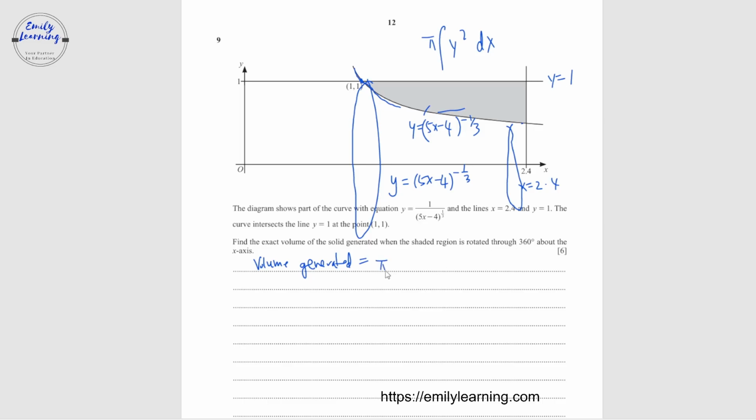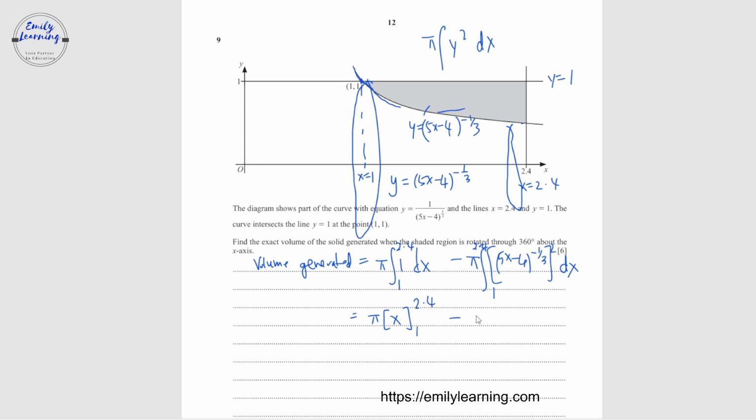So I know that it's basically pi times 1 squared, which is still 1, dx from x equals 1 to x equals 2.4, minus pi y squared again, and this time the y is this curve here, so it's (5x − 4) to the power of negative 1/3, squared, dx, again from x equals 1 to x equals 2.4. Okay, so now integrate 1, you get x, right? From 1 to 2.4.